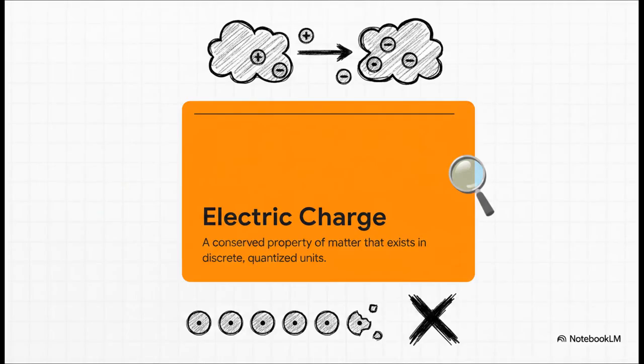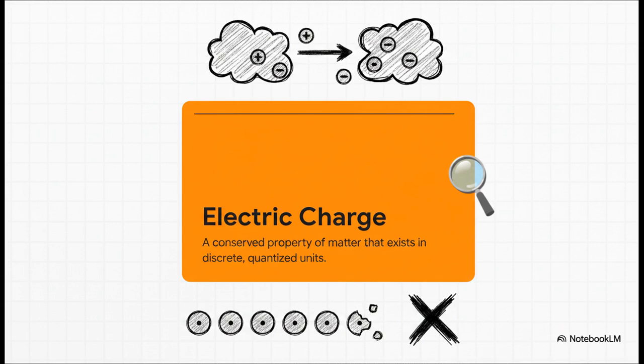Now, in physics, electric charge is governed by two absolutely non-negotiable rules. First off, charge is always conserved. That means it can never be magically created out of thin air, and it can't be destroyed either. It can only be transferred from one body to another. Simple as that. Second, charge is quantized. This means it always exists in discrete, indivisible little units based on the electron. You literally cannot have half of an electron's charge.